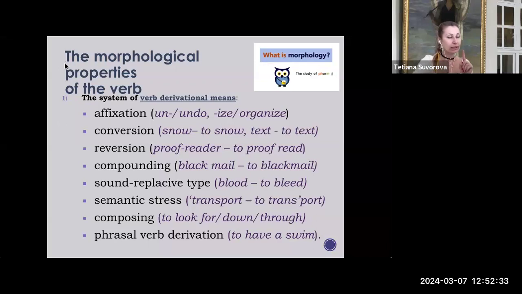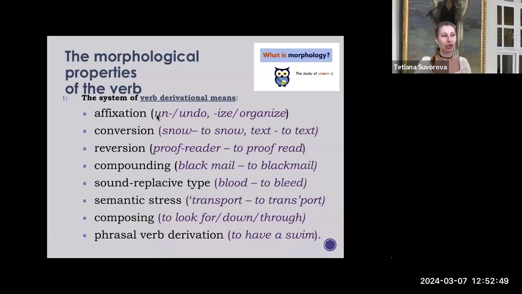Well, once we've decided that it is a system, now let's discuss what combines all these verbs within the system, for example, of the English language. Of course, it's typical affixation.